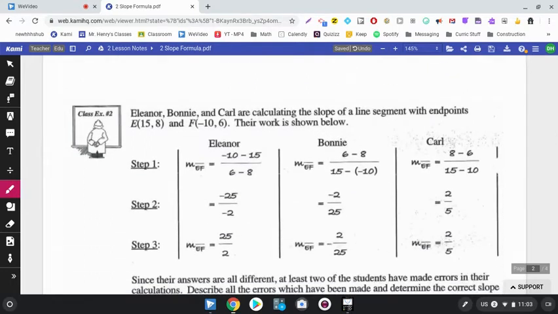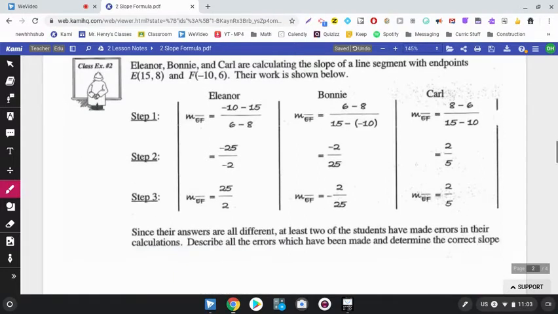It says Eleanor, Bonnie, and Carl are calculating the slope of a line segment with endpoints (15, 8) and (-10, 6). Okay, their work is shown below. Since their answers are all different, at least 2 of the students have made errors in their calculations. Describe all the errors which have been made and determine the correct slope.